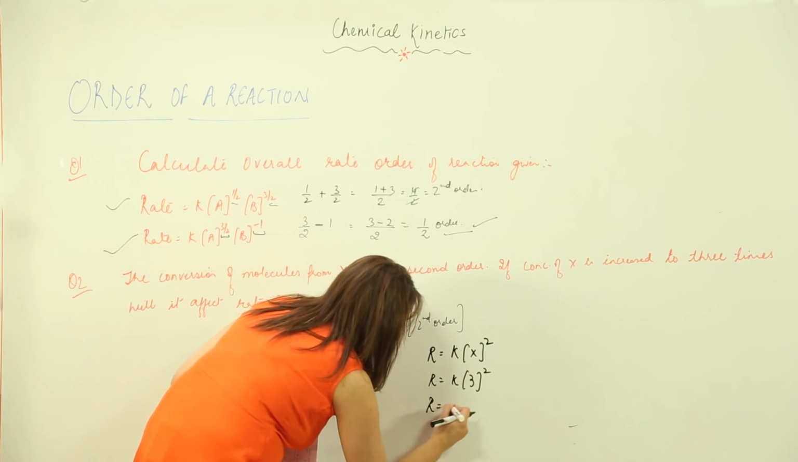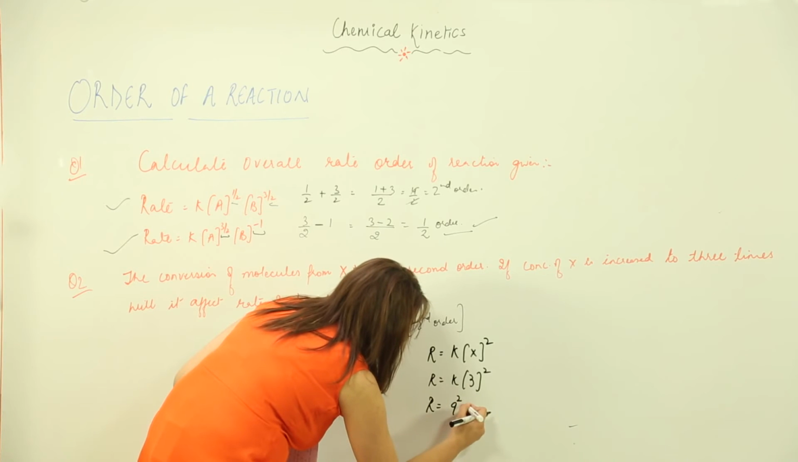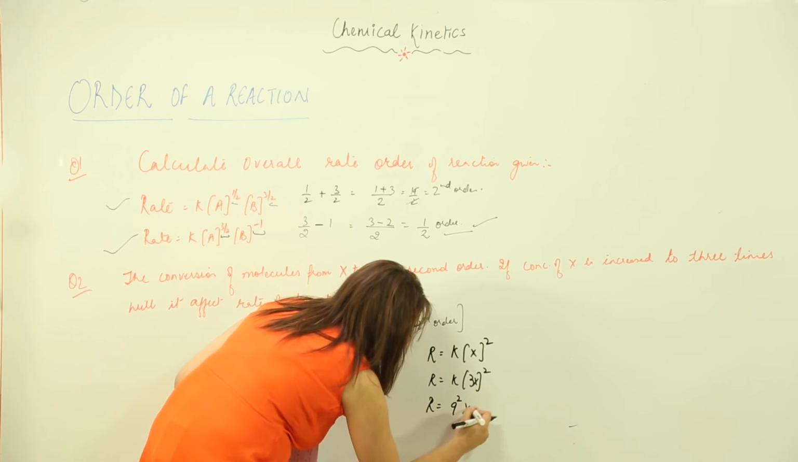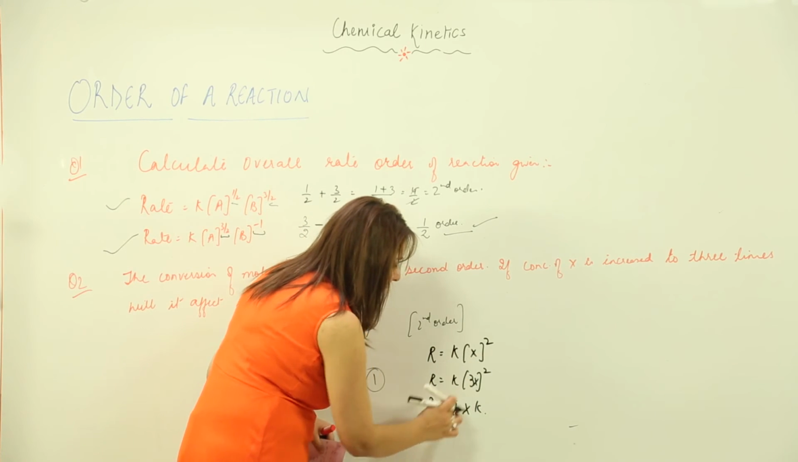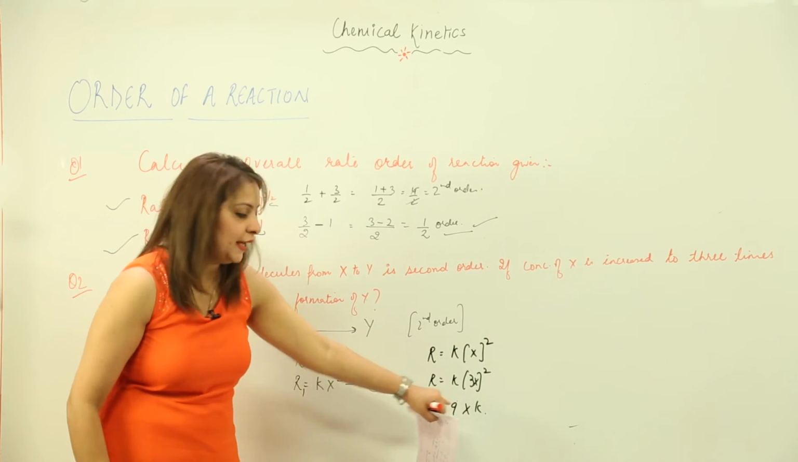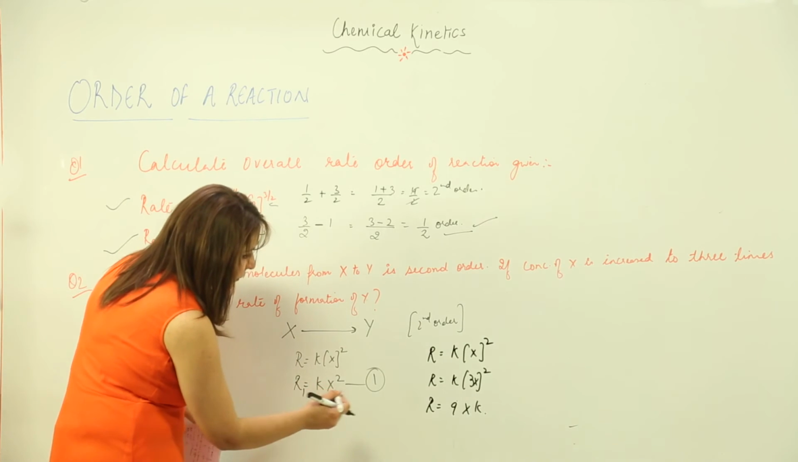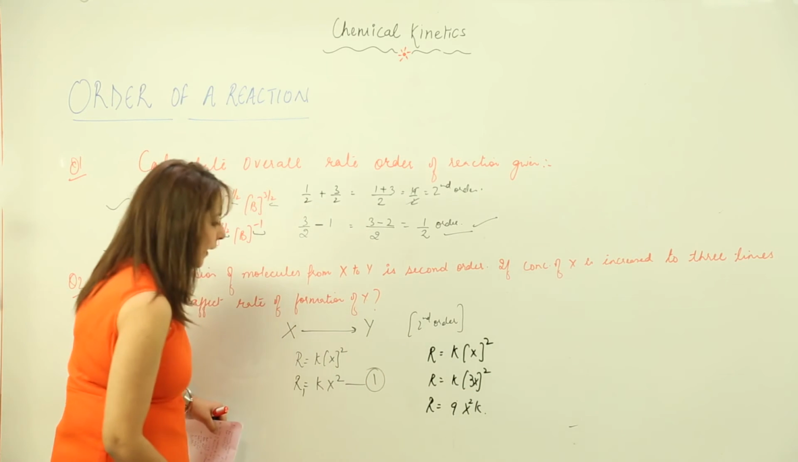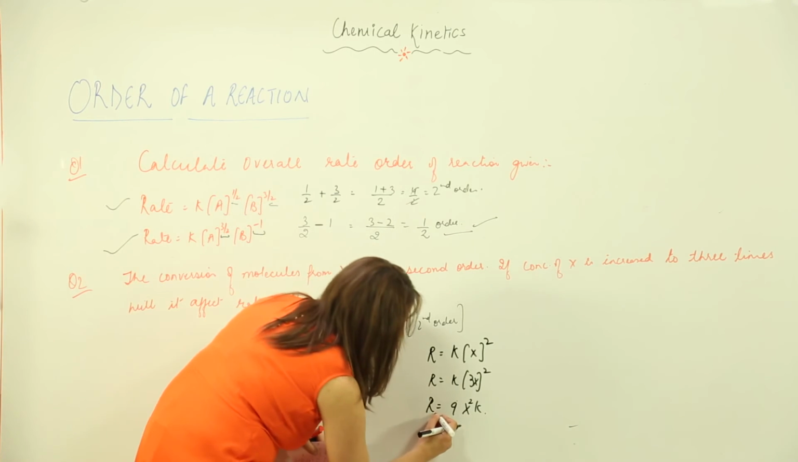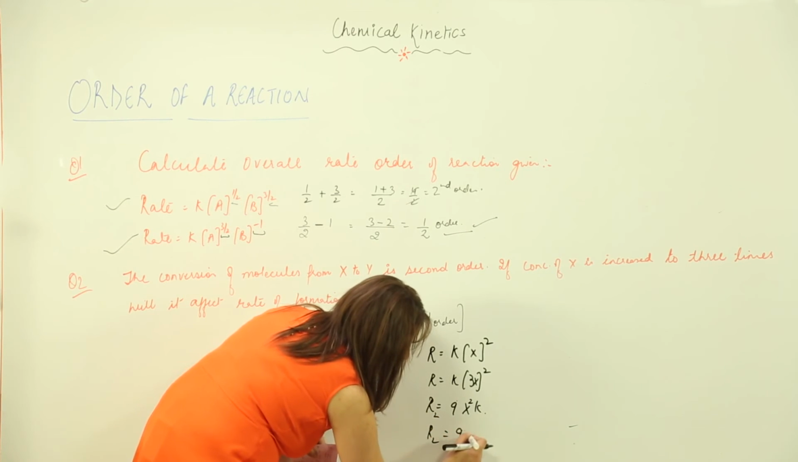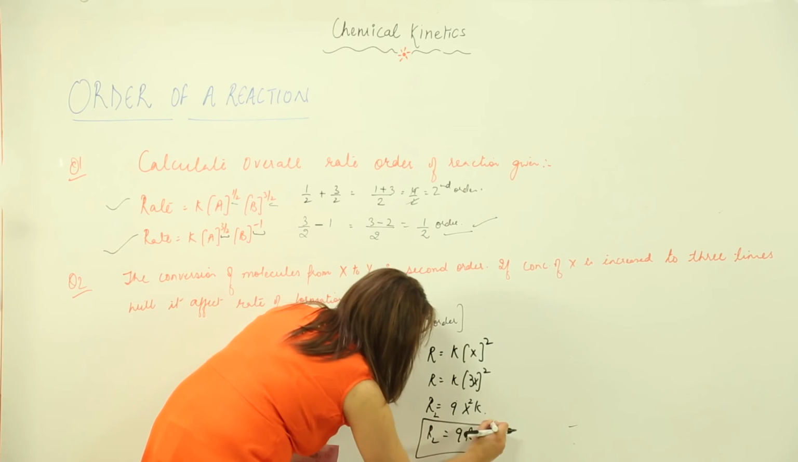So you get 3 square, which comes out to be 9, so 9x square k, and this kx square is R1. So we can write R2 is equal to 9 times R1. I think you got it.